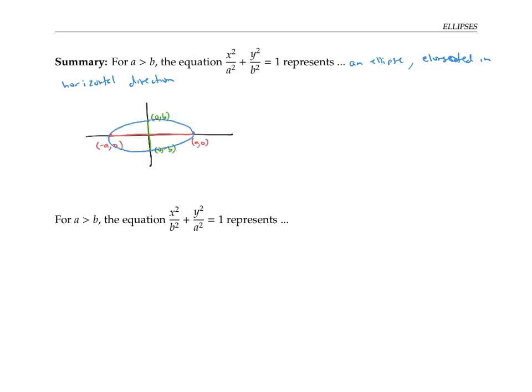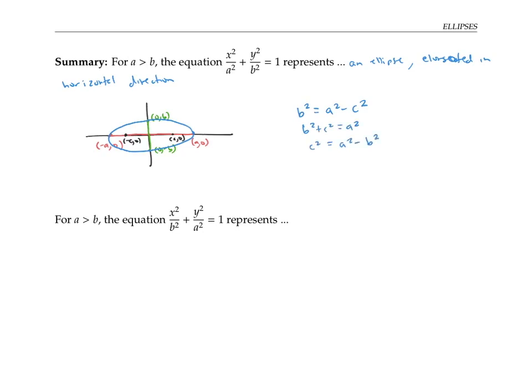Its foci are at the points (-c, 0) and (c, 0), and the relationship between a, b, and c is that b squared is a squared minus c squared. Equivalently, if we add c squared to both sides and subtract b squared from both sides, we can write c squared equals a squared minus b squared.